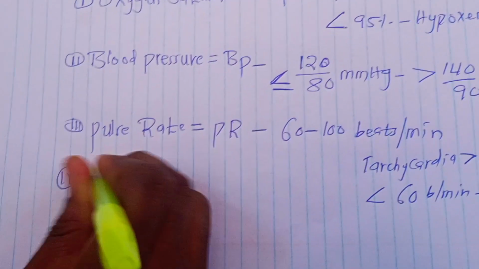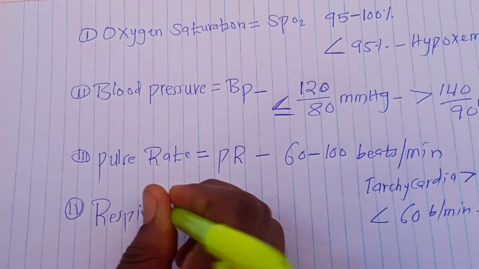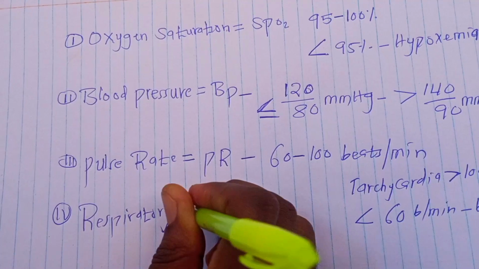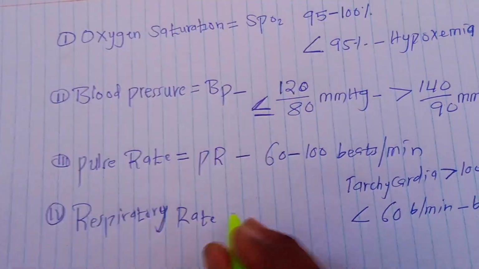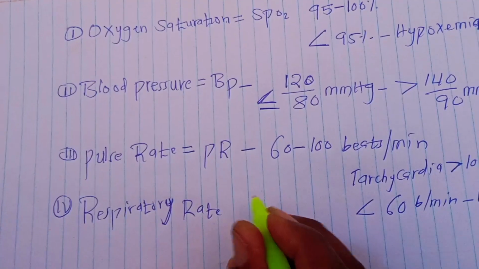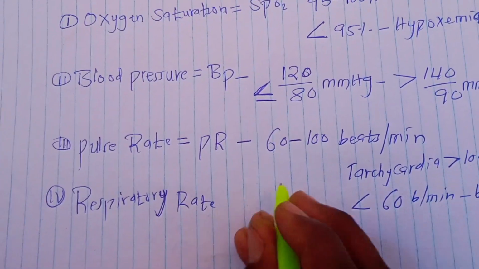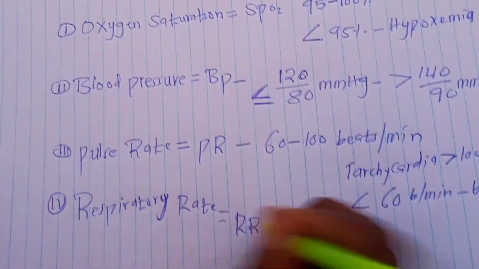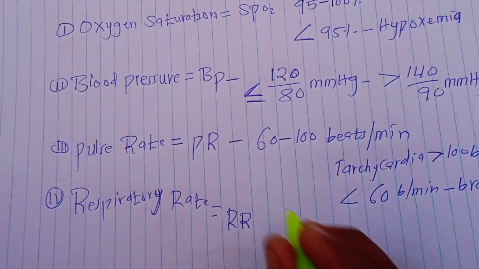Okay, the fourth we have is respiratory rate. Respiratory rate is the number of breaths per minute, the number of times you breathe per minute. It is shortened as RR.